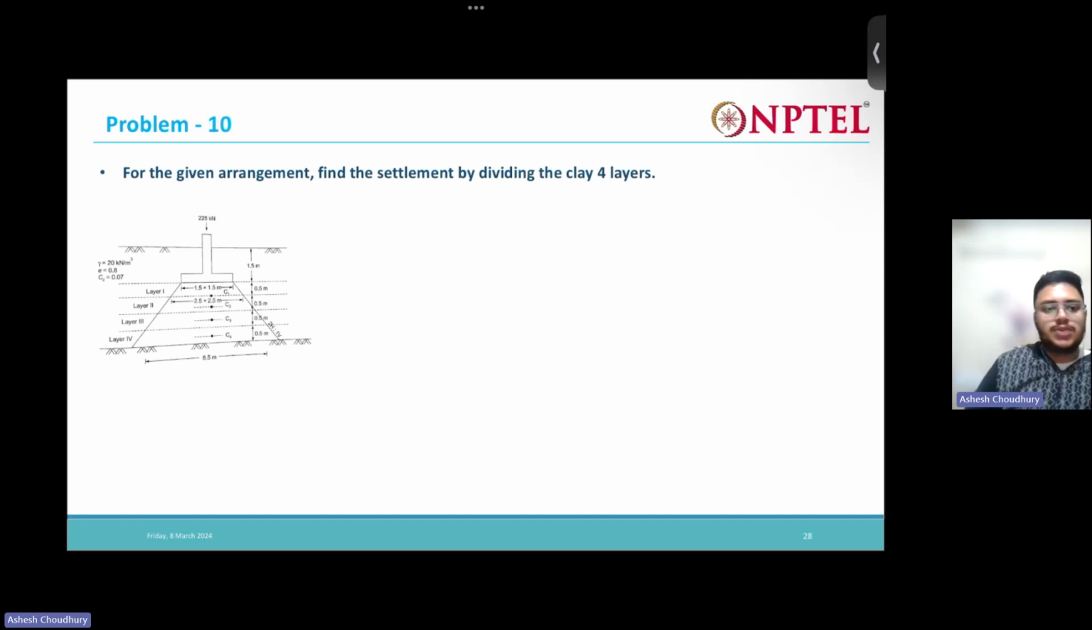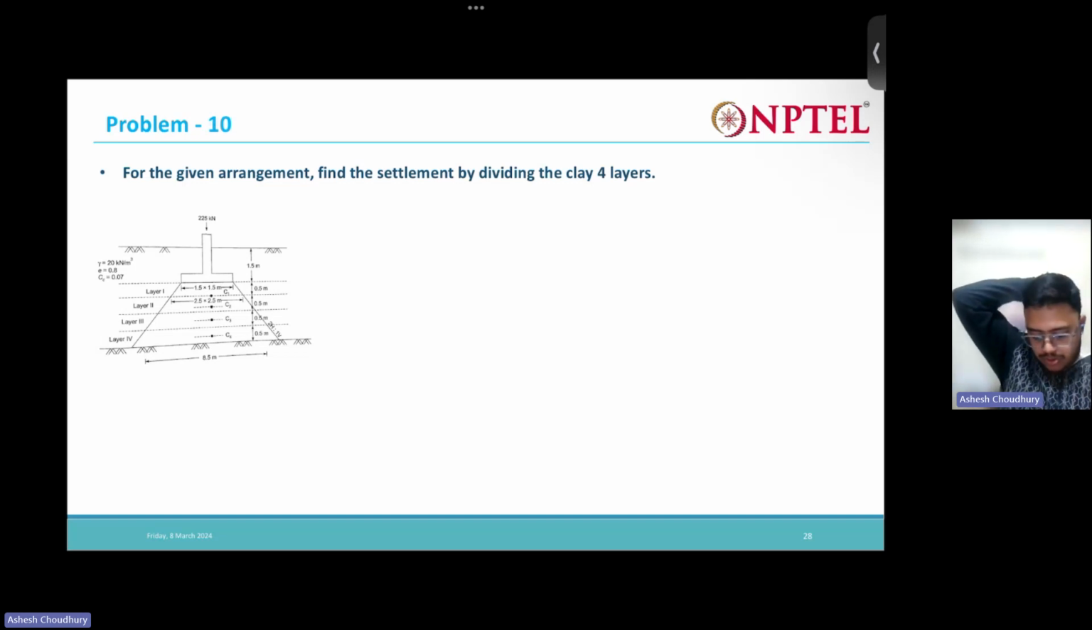Okay, let us come to the 10th problem now. For the given arrangement, find the settlement by dividing the clay in 4 layers. You can see in the image the total clay layer is divided into 4 layers, and there is a footing on which a 225 kilonewton load is coming.